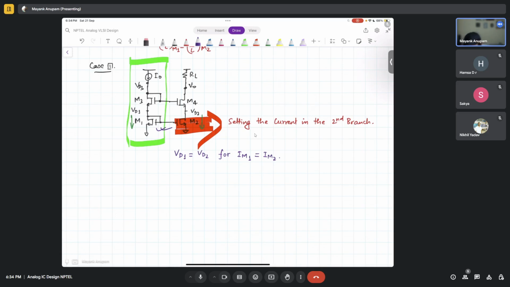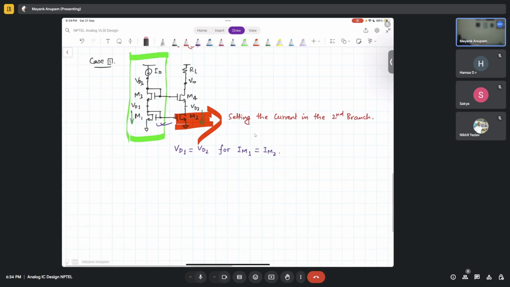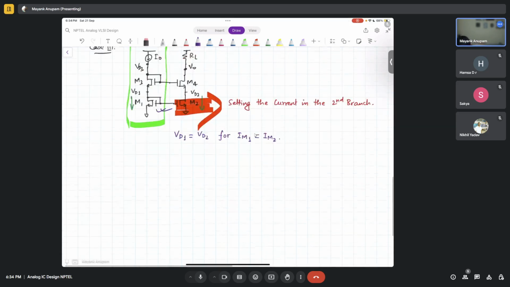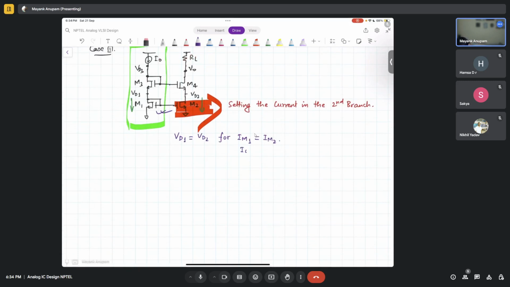Okay. And we know that the current flowing through M1 is how much? I naught, right? This is I naught, right? So the same current will flow.